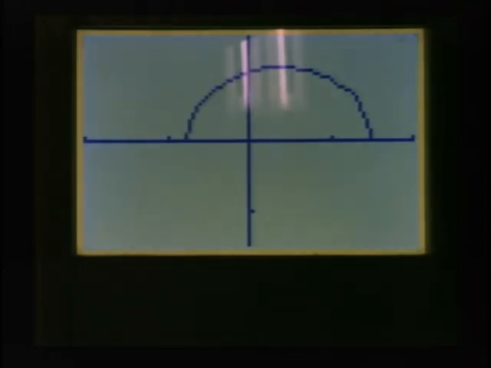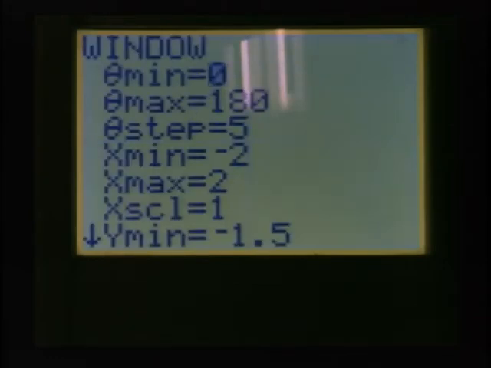Oh, it stopped on us. Darn. Well, look back at your window. I only let it roll to 180 degrees, and did you see how it drew that? Let's let it go to 360 now.